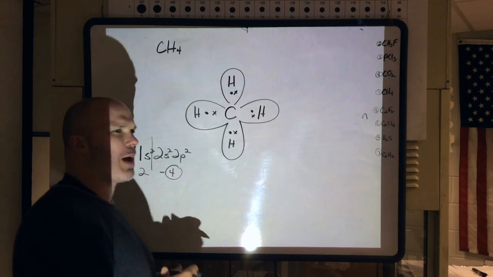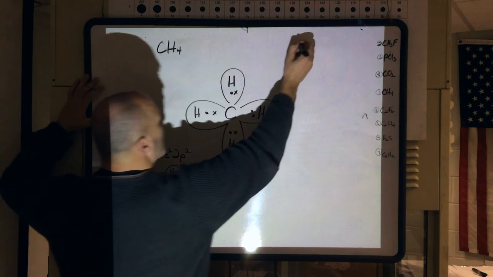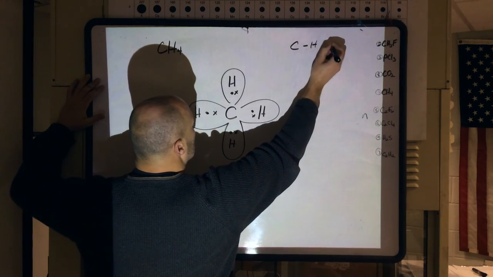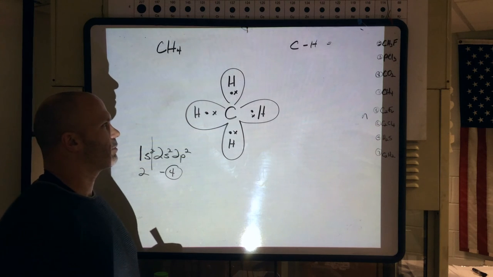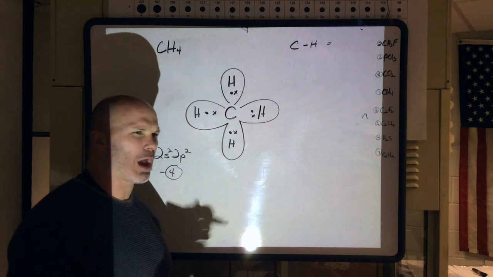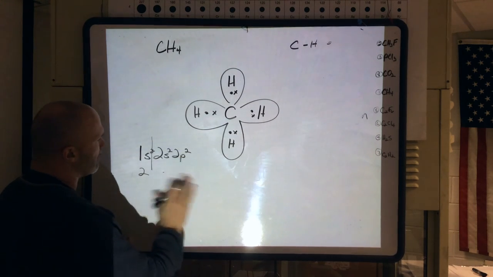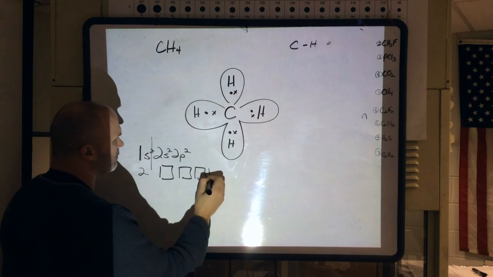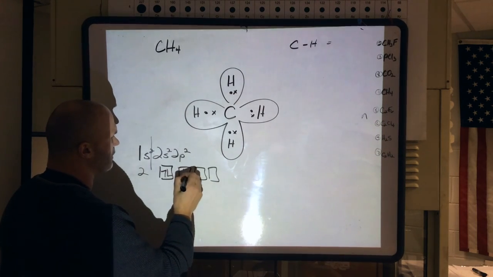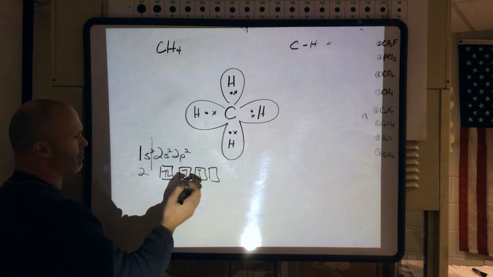What do we know about methane? Well, we know methane, the carbon-hydrogen bond, is exactly the same for each bond in methane. That's problematic if we don't have any way to understand that. Why is that problematic? Well, if we break this up, the individual carbon has 2s2 filled and 2p2. Well, how does it have four available bonding spots?